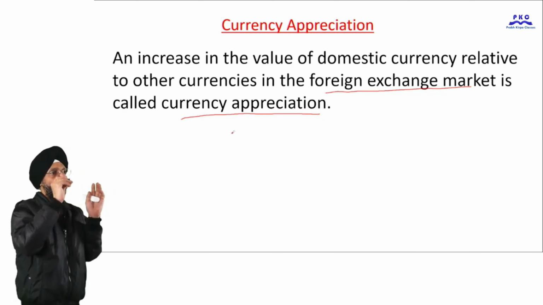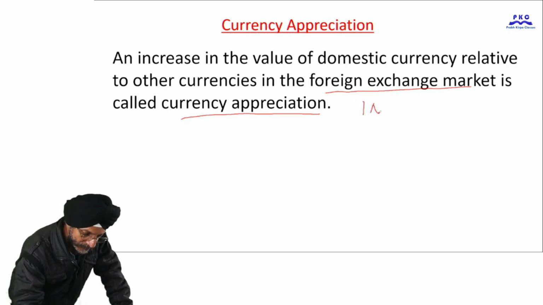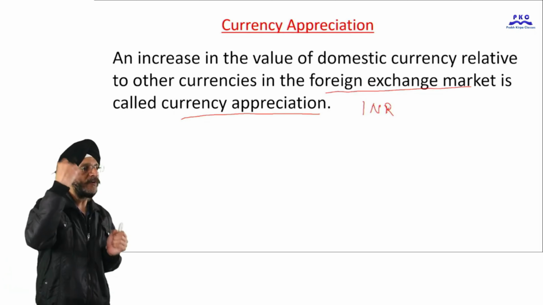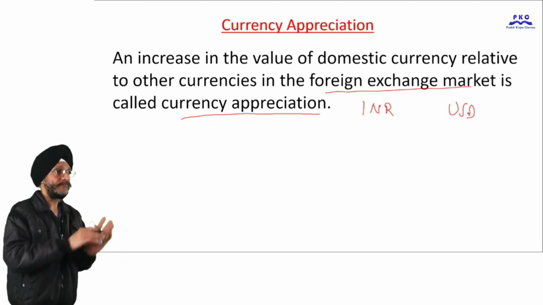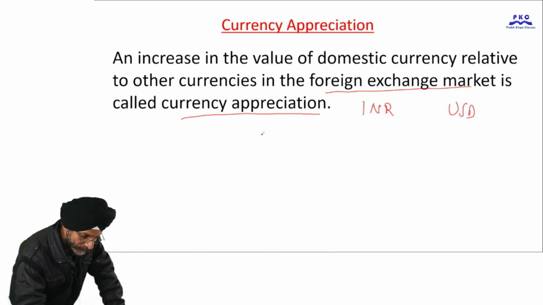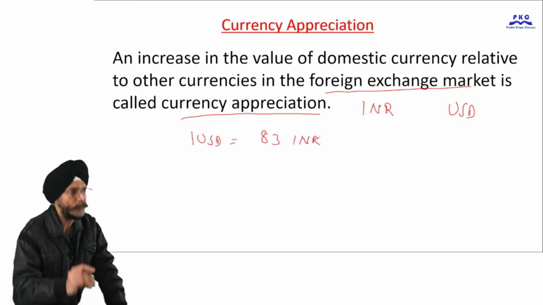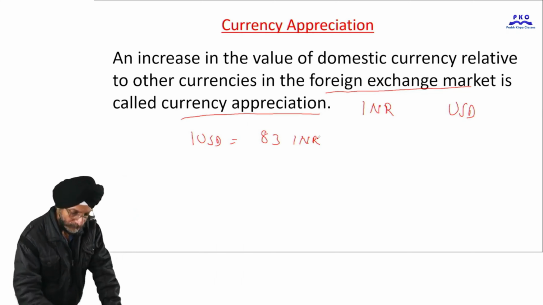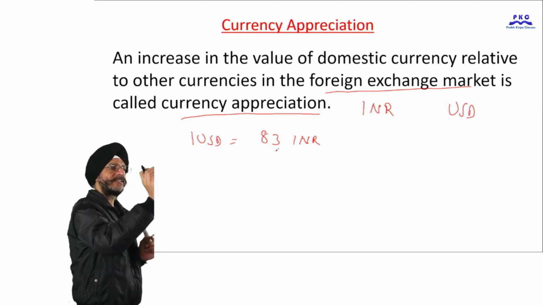Suppose we are from India. Here in India, the domestic currency is the Indian rupee. We want to purchase US dollars. What is the exchange rate? 1 US dollar is equal to 83 Indian rupees. It is approximate. So, if we want to purchase 1 US dollar, we will have to pay 83 Indian rupees.